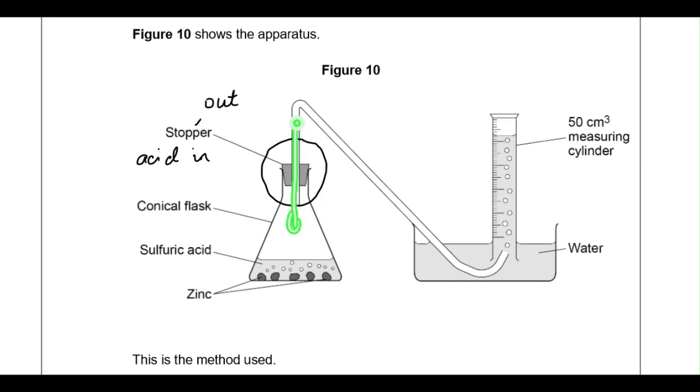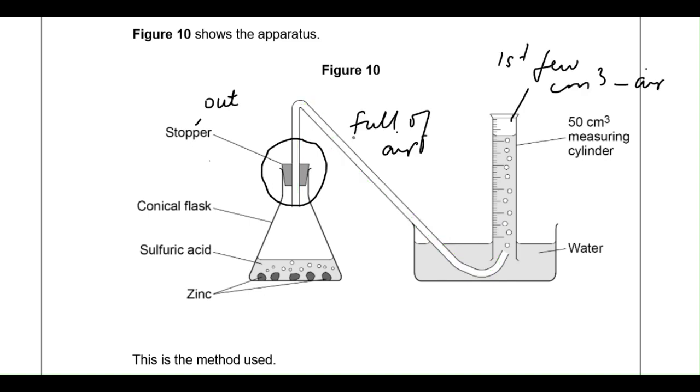Now, there is another answer to this, and you probably realise this. The apparatus, the conical flask and delivery tube, are full of air. And when the hydrogen is produced, the air has to be pushed out, and the only place it can go is into the measuring cylinder. So the first few centimetres cubed of the measuring cylinder will be air and not hydrogen.